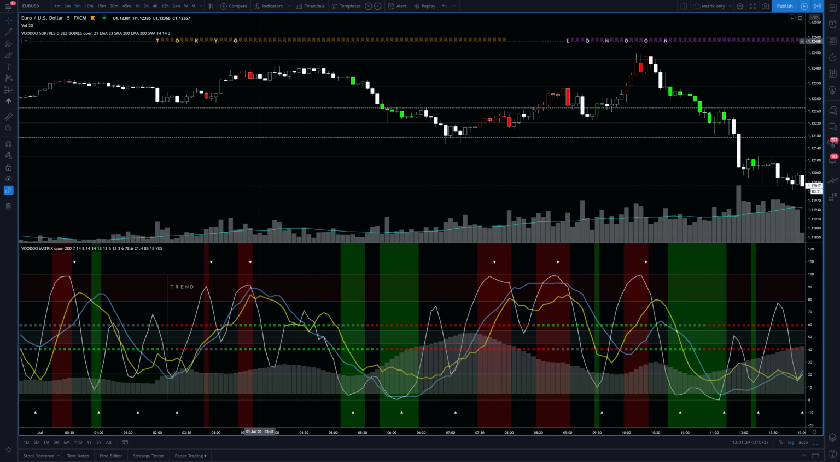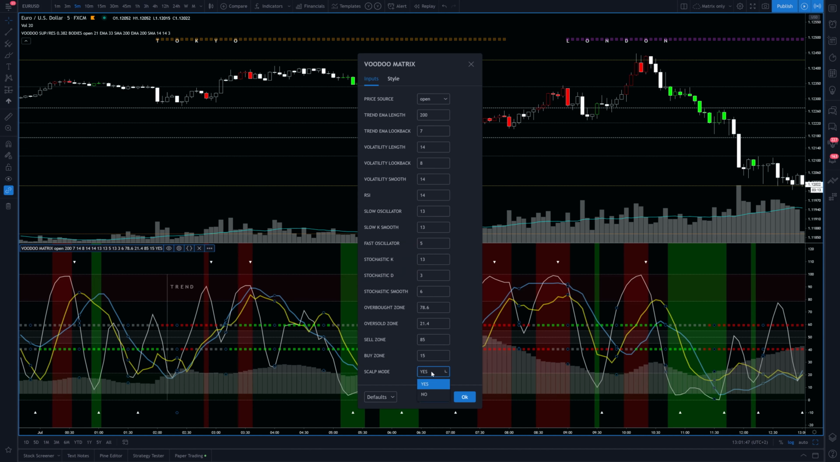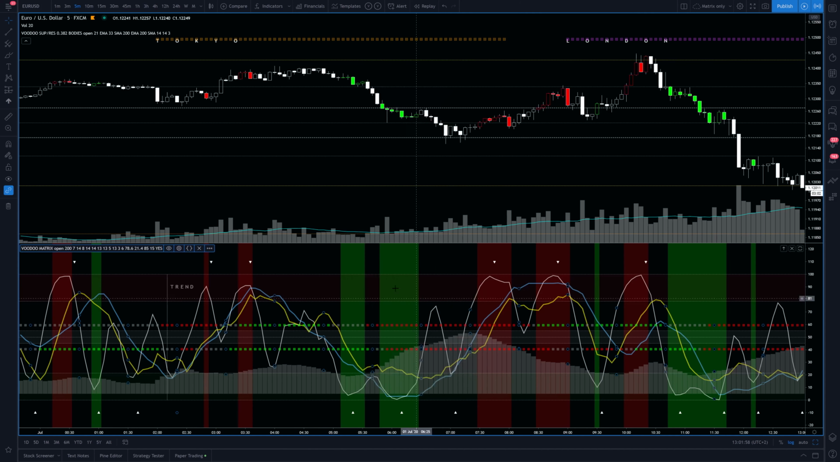And also one more thing you can see on the price action chart: the candles are highlighted with the background color, and you can switch this mode on and off here in the scalp mode selector. It will switch off the candles highlight, but it will still leave the background change in the matrix.